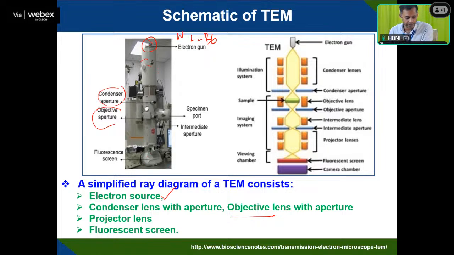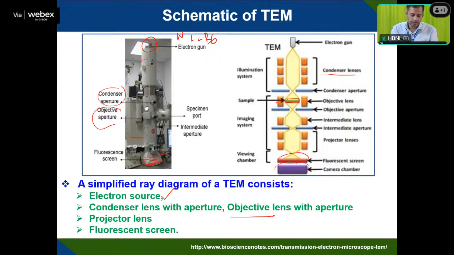So you are able to get the image here, either on a film, or on your fluorescence screen, or you have a CCD, charge coupled detector, that will be able to get the direct image. If you see the schematic here, you have many condenser lenses, which are made of magnetic lenses, then your objective lens, then the sample, and after the sample it goes to the intermediate lenses, and finally, passing through the projector lens, it falls on the fluorescent screen or camera chamber kept just below.